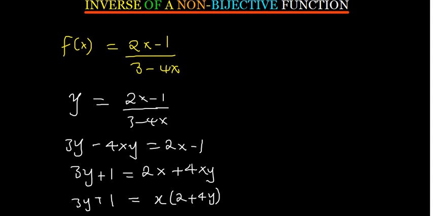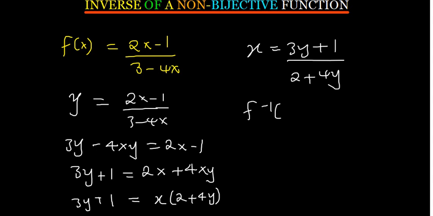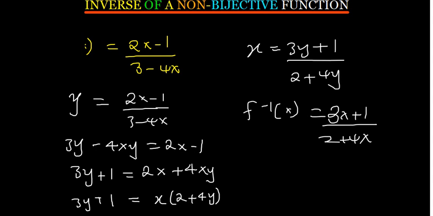Alright. So from here I want to have x as the subject of the formula. So I'll divide both sides by 2 plus 4y. So we're going to have x is equal to 3y plus 1 divided by 2 plus 4y. Therefore the inverse, f inverse of x is going to be 3x plus 1 over 2 plus 4x. So just change where there was y, you now put x. I hope this is okay. Please, if you are not, be free to ask.